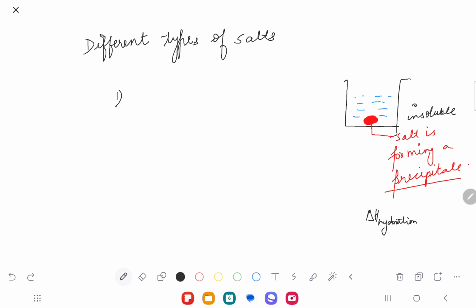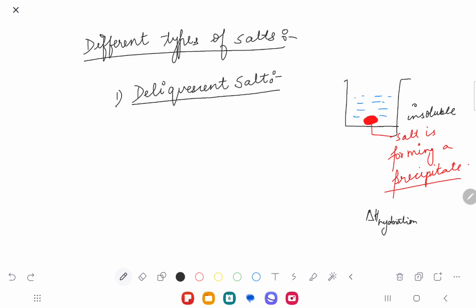So even if you want it to bond with water, you will have to provide a lot of energy from outside, so that it can hit the water molecule again and again and again, and then the bond could be formed. So different types of salts are, one salt would be the deliquescent salts.